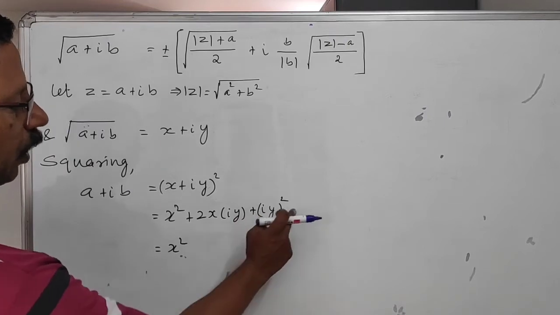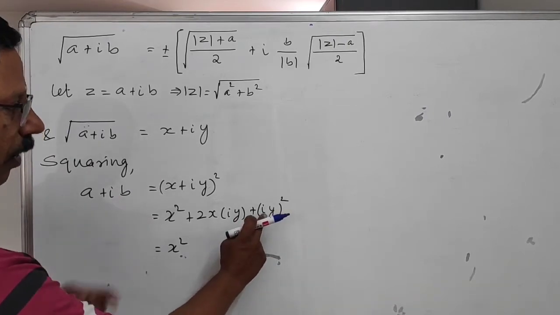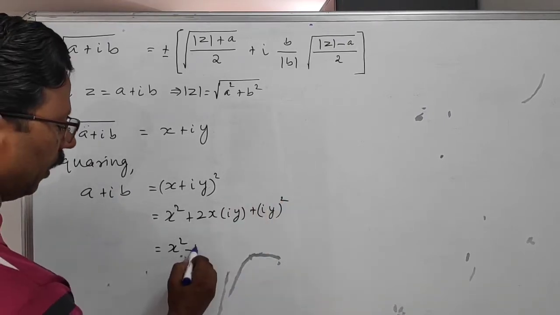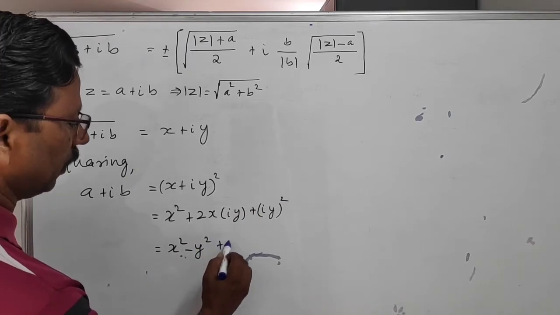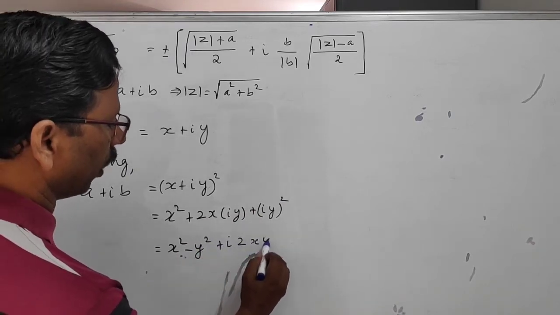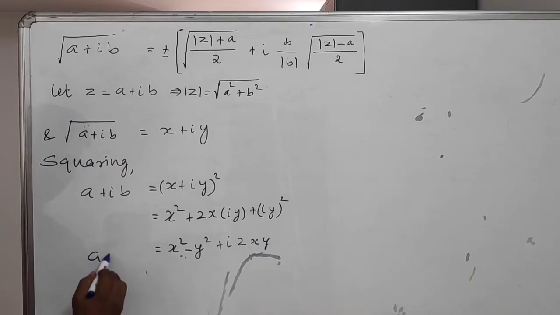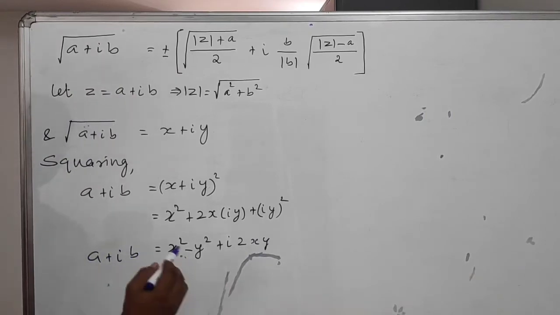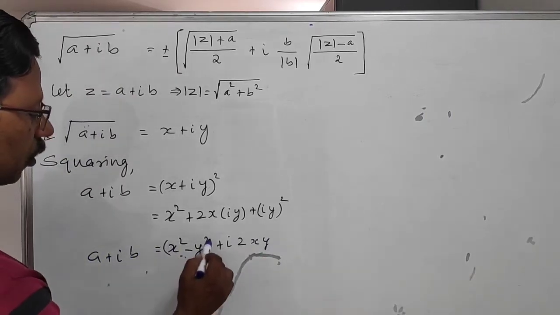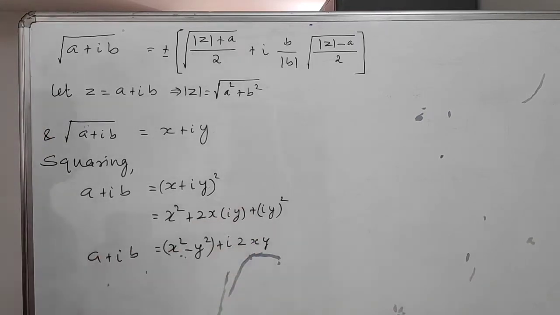Which is equal to x square, here i square into y square, i square equal to minus 1, so minus 1 into y square is minus y square, then plus i into 2xy. Now this a plus ib is equated to another complex number, x square minus y square plus i into 2xy. Since these two complex numbers are equal, we can equate their corresponding real parts and also their corresponding imaginary parts.